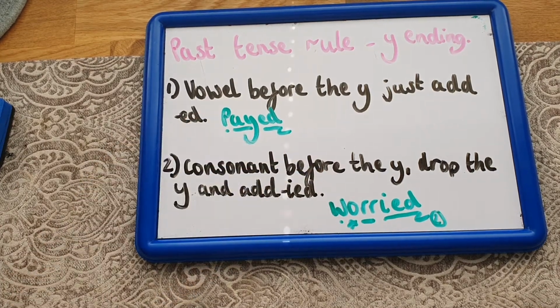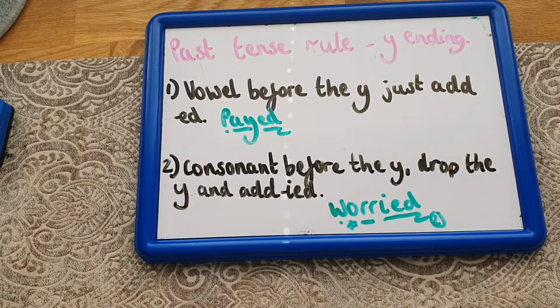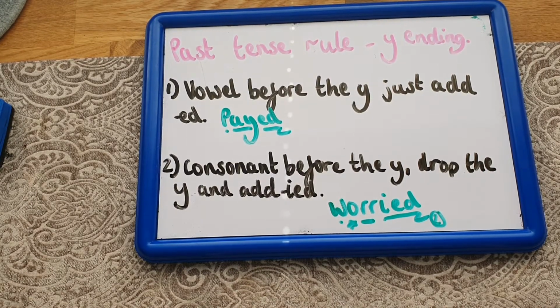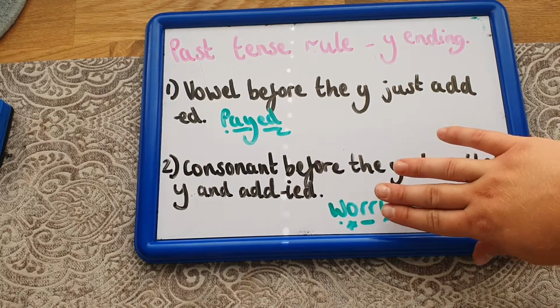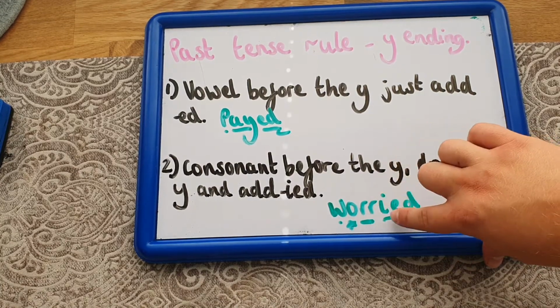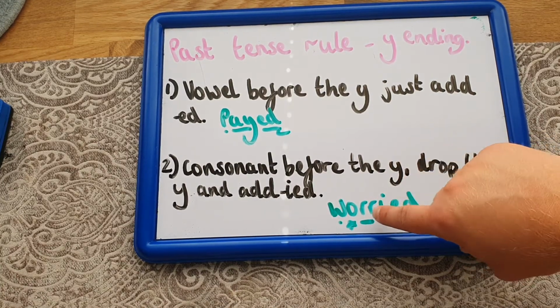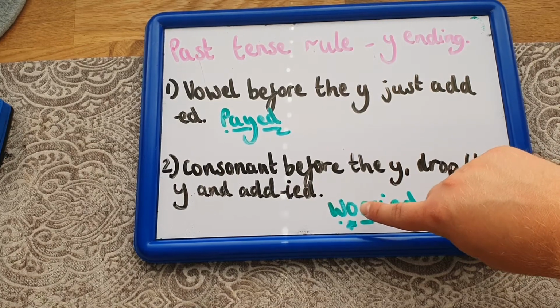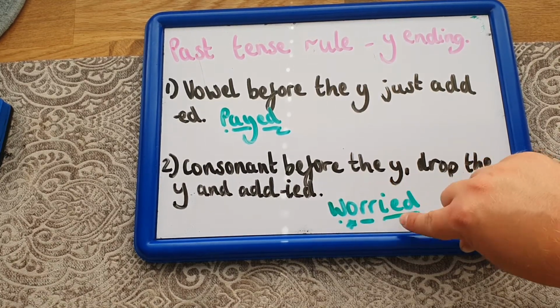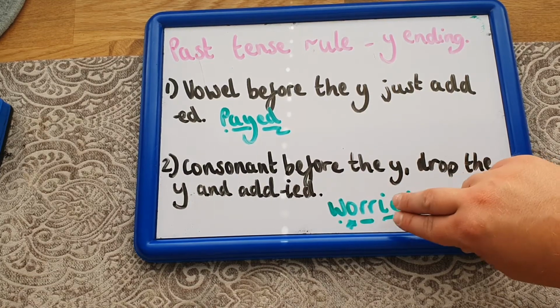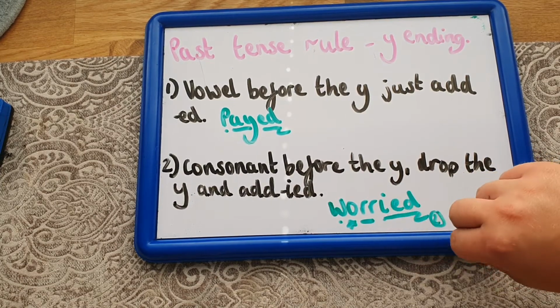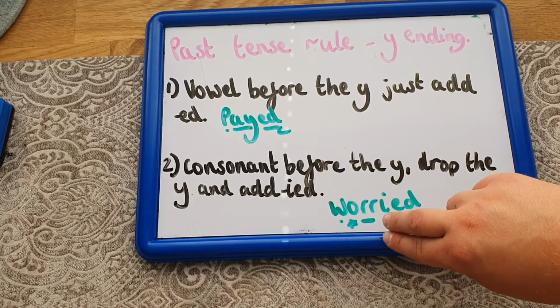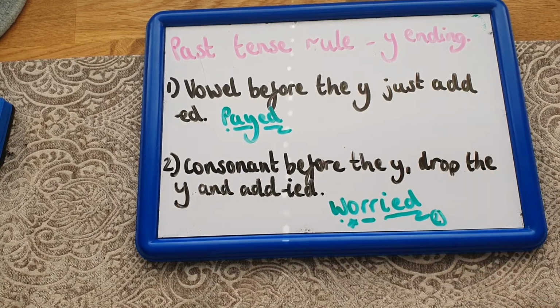But if there's a consonant before the Y, then this time we need to drop the Y and add an IED ending to it. So the root word for this one would have been worry, with a Y at the end of it. But because before that I've got a consonant, which would be the R, so a consonant is any letter which isn't A, E, I, O, U, then all I need to do is this time add an IED, and that makes it an id sound, so worried, and I've got two sounds there.